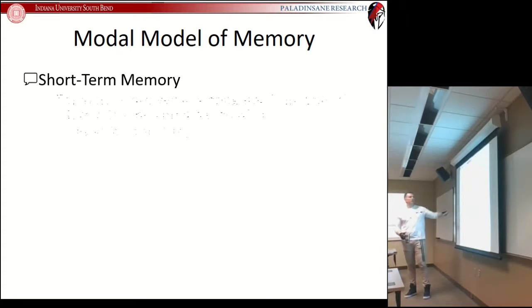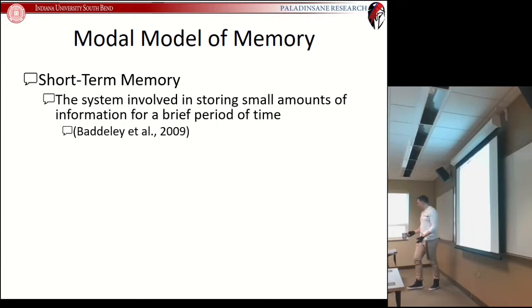We have short-term memory, and this is the system that is involved in storing small amounts of information for a brief period of time. So short-term memory is the memory where somebody tells you the directions to a particular area on campus, if you're looking for north side and you say, I don't know how to get to north side, and they say, all right, what you want to do is go out these doors, you turn right, it's going to be the big building on your left.